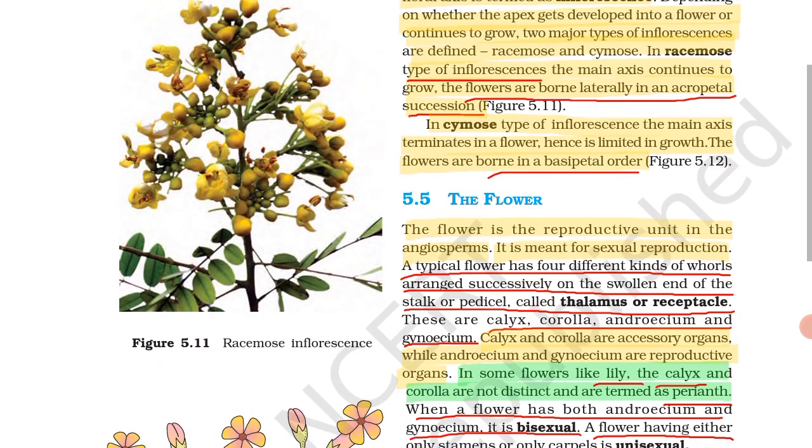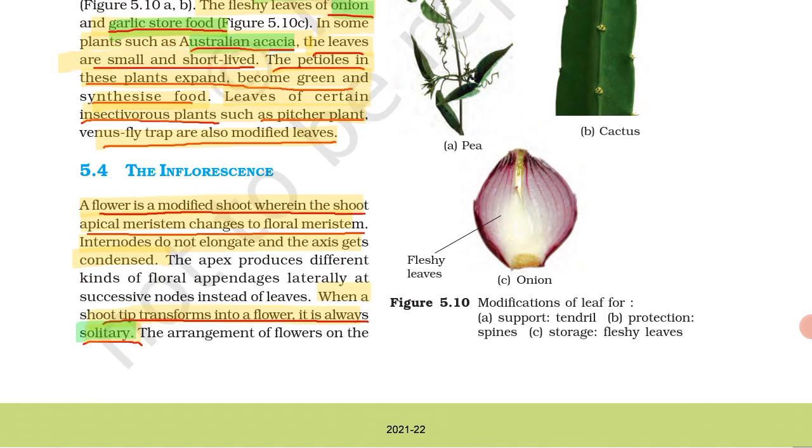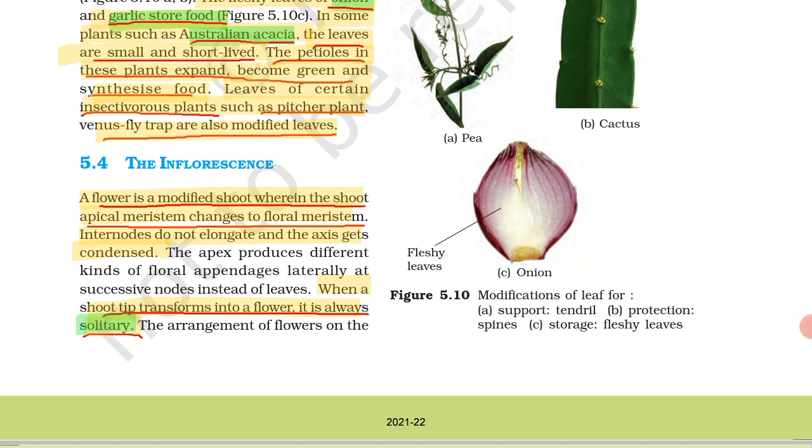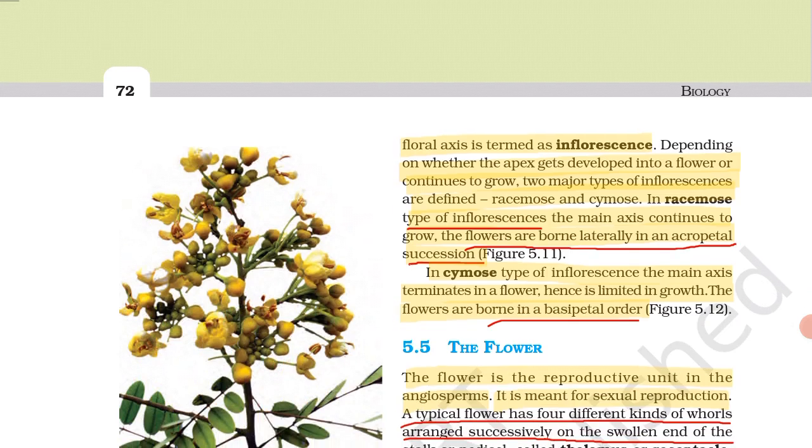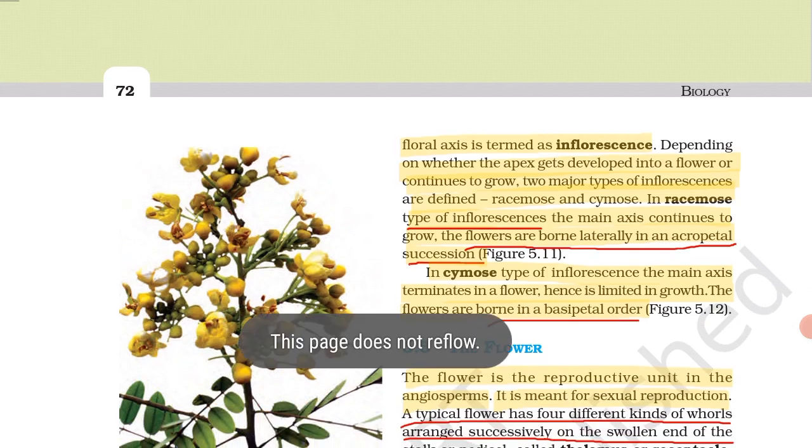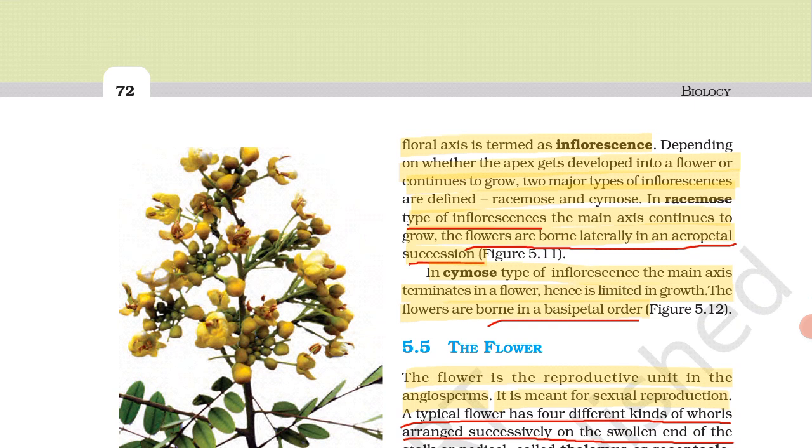So let's revise the inflorescence. A flower is a modified shoot, whereas the shoot apical meristem changes to floral meristem. Internodes do not elongate. Instead of leaves they convert into flowers. When the shoot tip transforms into a flower, it is always solitary. The arrangement of flowers on the floral axis is termed as inflorescence. So the definition of inflorescence: the arrangement of flowers on the floral axis.